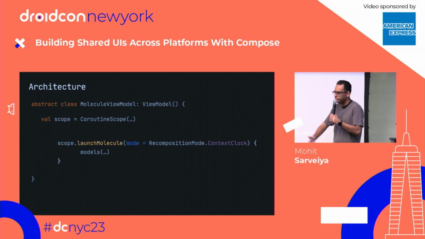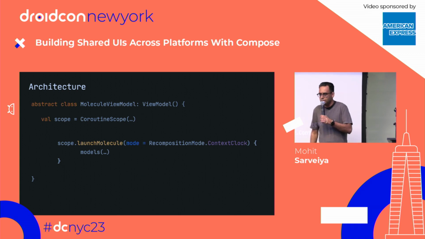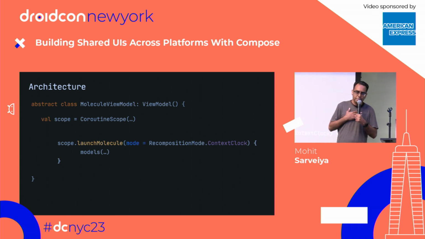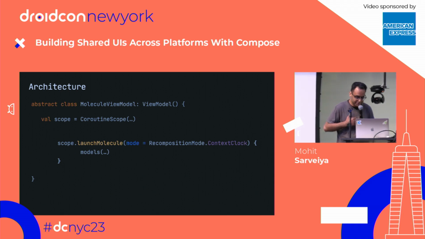What scope.launch does is provide me with a state flow, right? How many people use coroutines? Hey, that's good. That means that what I'm saying, hopefully you understand.